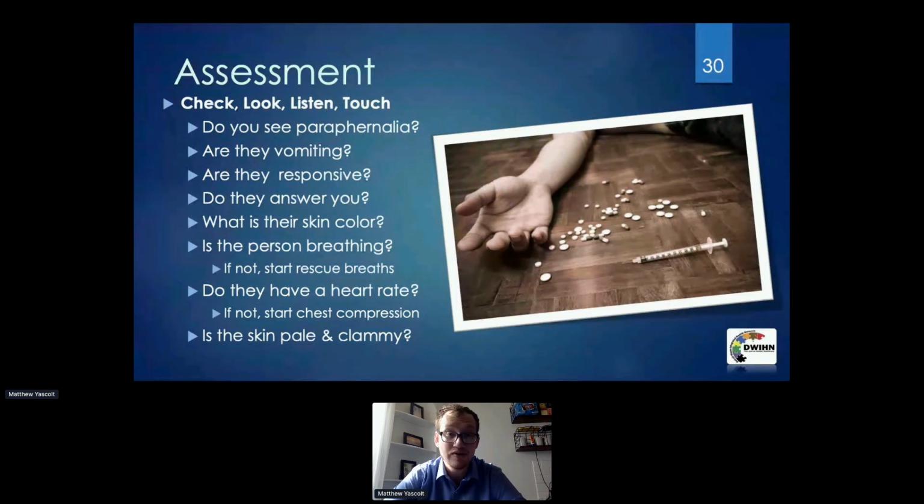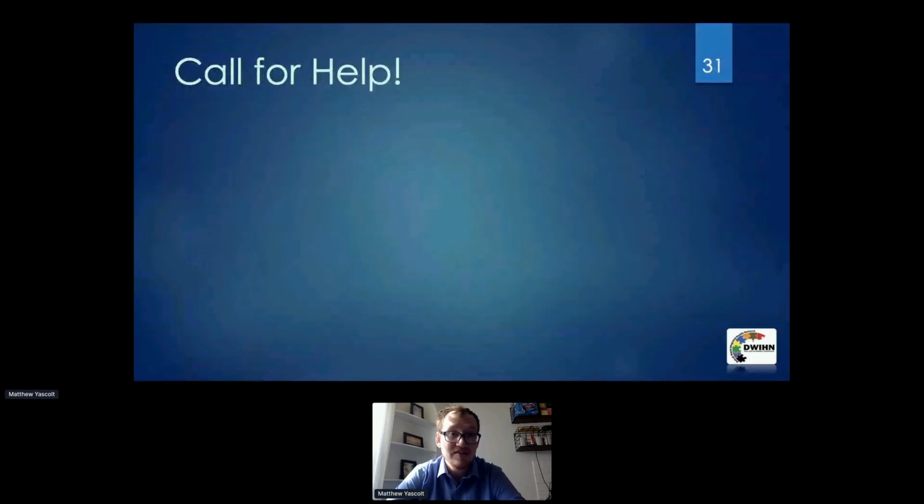But if encountering someone who you believe has overdosed, just do a visual assessment first. Be aware, you don't want to just jump right in, especially with bare hands, and address the situation. If you do have latex gloves, be certain to protect yourself. But do you see paraphernalia? Are they vomiting? Are they responsive? Do they answer you? Do you see any blue skin tinge or paleness? Are they breathing? Do they have a heart rate? Then you want to call 911 first to get medical professionals on the scene.